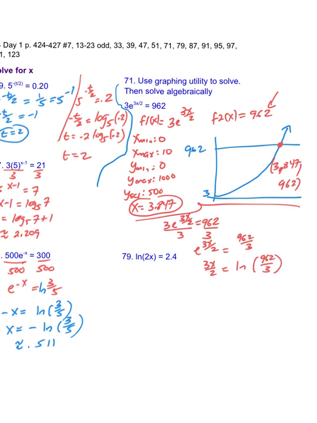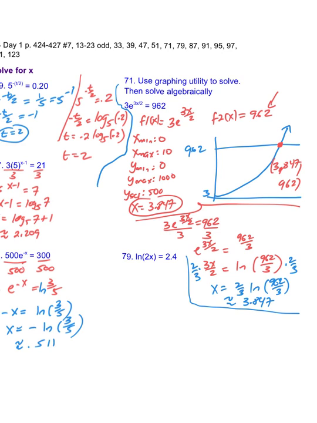Remember, the log is the exponent. And now we want to get x by itself, so we can multiply both sides of the equation by 2/3. So x is equal to 2/3 times the natural log of 962 over 3. And if we enter that into our calculator, we'll get the same thing as when we graph, which is 3.847 about.